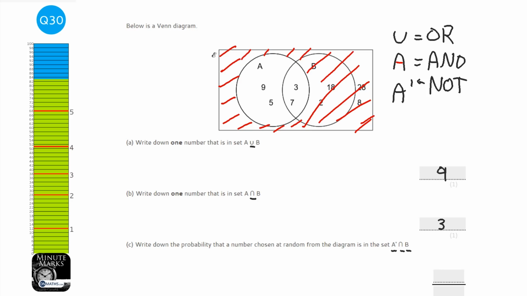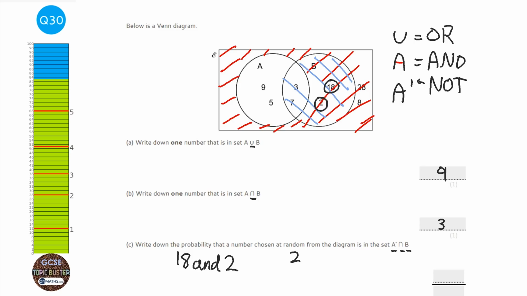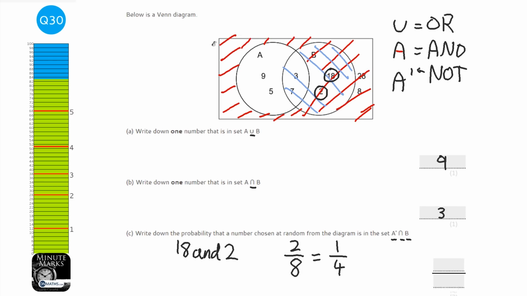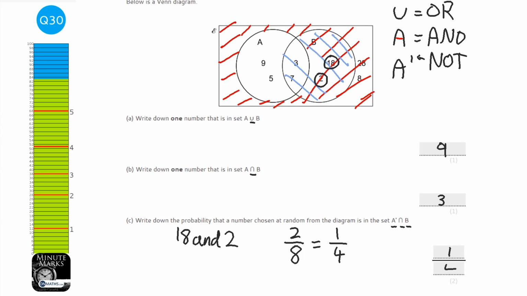And let's have a look at where B is. So B is anywhere here. So the numbers that overlap both of those are the 18 and the 2. So it's 18 and 2. So there are two numbers that fit that bill, so that will go at the top of our fraction. And there's 1, 2, 3, 4, 5, 6, 7, 8 in total. Now I can simplify that a little bit to make it a quarter. And so my answer to that will be 1/4, or a quarter.